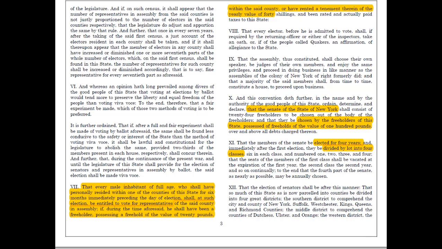The Senate is going to further be distanced from, or cushioned from, insulated from the demands of the people by being elected for 4 years and then being divided into 4 separate classes, so that we're electing 1/4 of the Senate each year. You're familiar with that rotational structure from our current federal Senate, where senators serve for 6 years, and every 2 years we elect 1/3 of them.